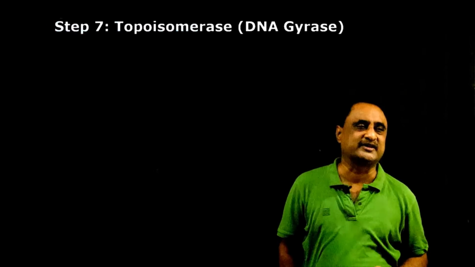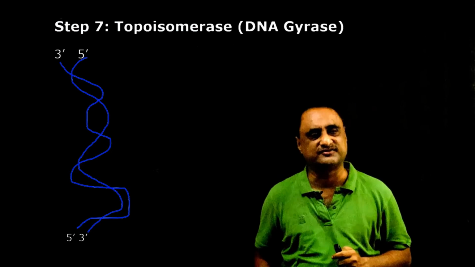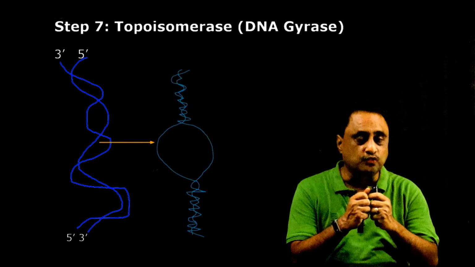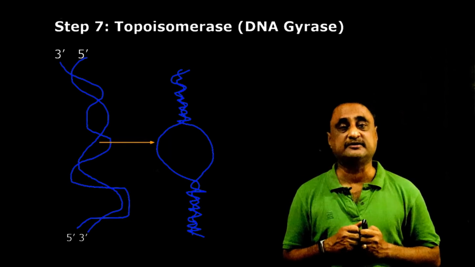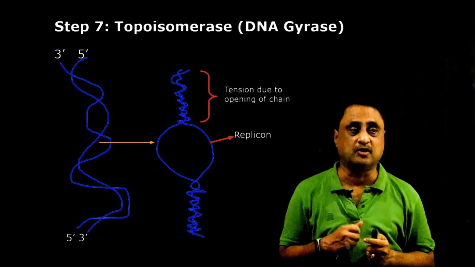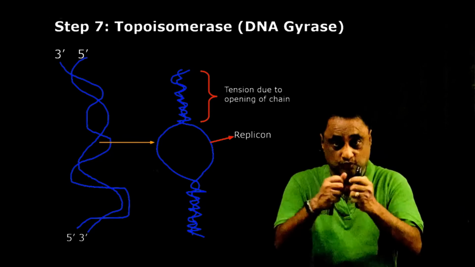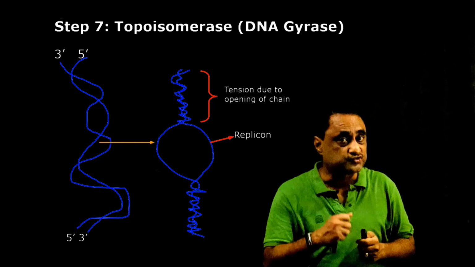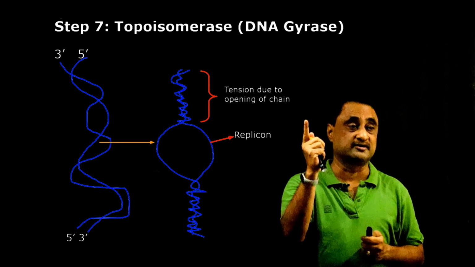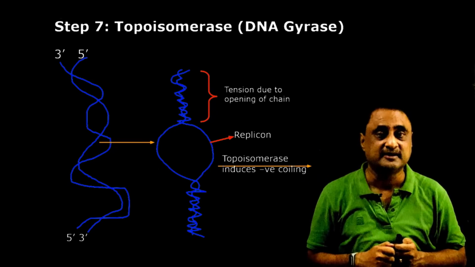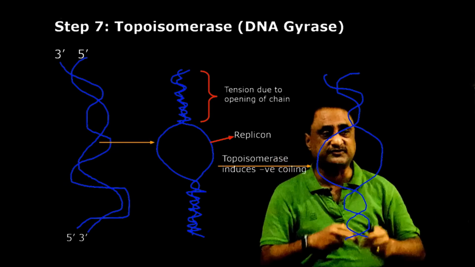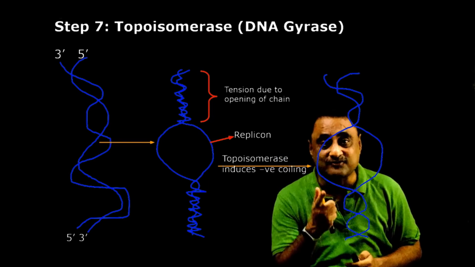Let's come to our final step, that is topoisomerase. Have a look at this diagram first. This is a very simple DNA structure. Once the DNA opens, what will happen? It will generate tension beyond the replicon. You can see there is a replicon, and beyond it there is a region of tension due to opening. The very job of topoisomerase is to cut at the site of tension, unwind, or in other words, induce negative coiling. With negative coiling, the tension will be removed and it again joins the strand. So the function of topoisomerase is that it induces negative coiling.